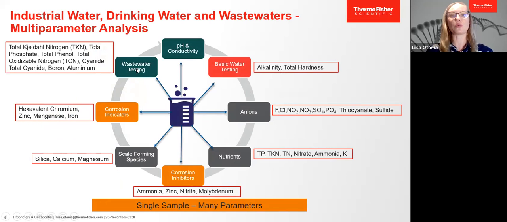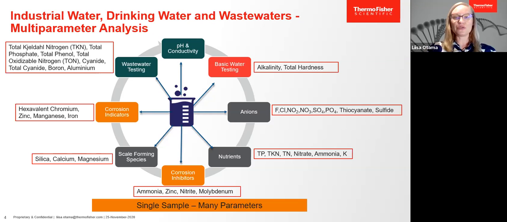For example, if you do wastewater testing, you would probably be looking at nitrogen, cyanides, phenols, boron, aluminum, other metals perhaps, or corrosion indicators like hexavalent chromium. Silica, calcium, magnesia, ammonia, other nutrients, nitrate, nitrites, anions, and then the basic water testing for alkalinity and total hardness. And in addition to those, you are most likely testing pH and conductivity of your samples.